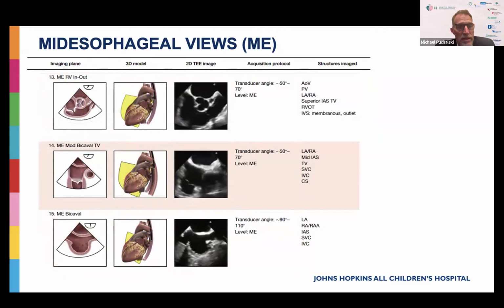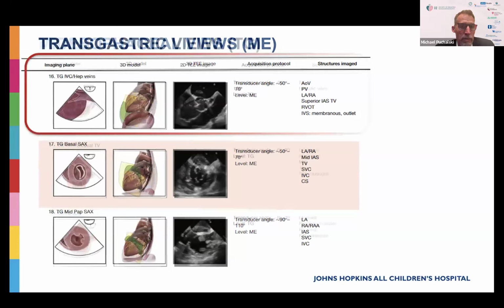For the congenital cases, a lot of them involve right ventricular outflow tract like TETs and double outlets. And so the RV inflow outflow view is a nice view to use for that. And then you move to the bicaval view here in image 15, which is a really nice plane to profile the atrial septum and can come in handy for atrial septal defects, especially a sinus venosus type defect.